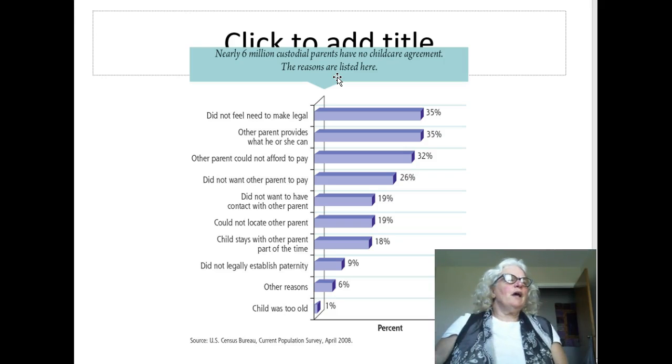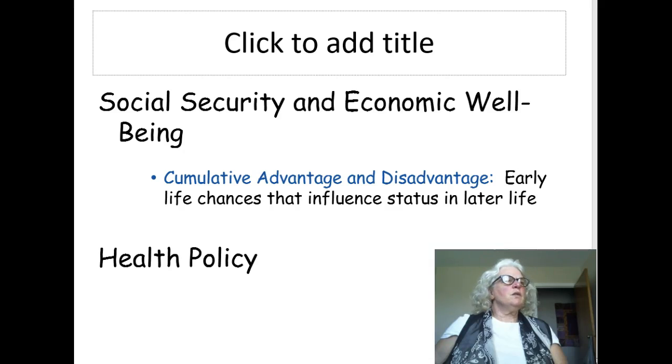And why they don't have this support: they did not feel they needed a legal involvement. They didn't want the other parent to pay. They couldn't locate the missing parent. All of these things come into play, and they're pretty powerful in affecting the welfare of children across our country. So big issues within that.